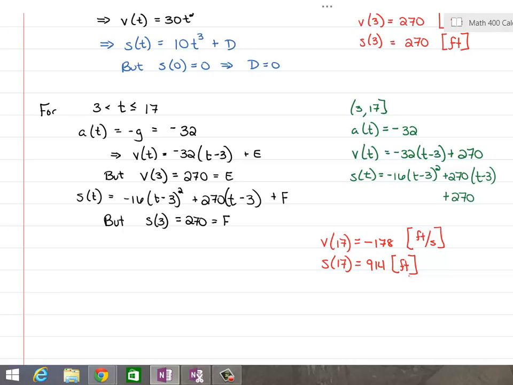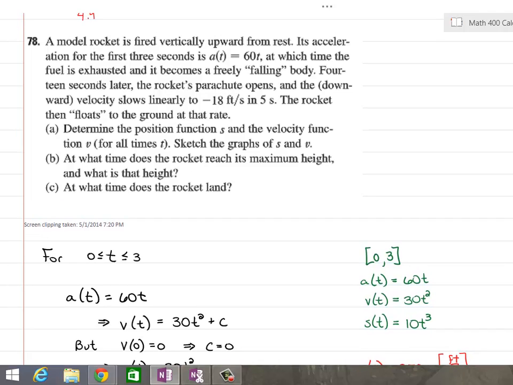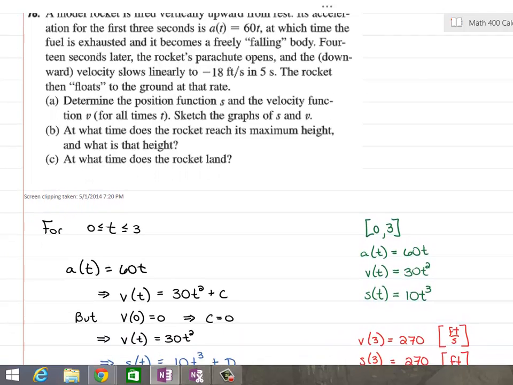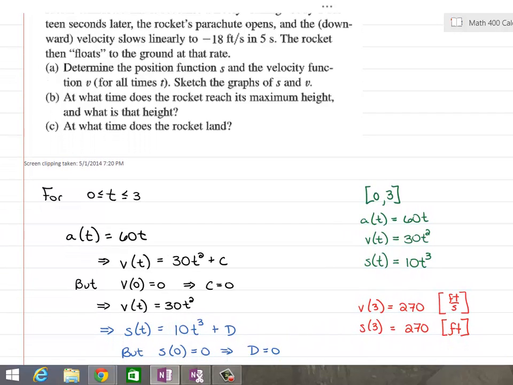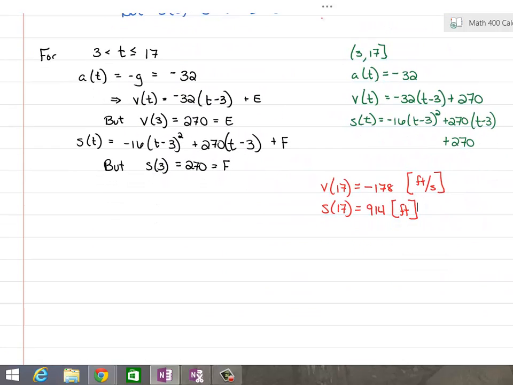Okay. Now, let's go back to the reading here. After that point, 14 seconds later, the rocket's parachute opens and the downward velocity slows linearly to negative 18 feet per second in 5 seconds. So I'm going to have to take care of that. In blue here, at t equals 17, we know the velocity is equal to negative 178. And at t equals 22, 5 seconds later, the velocity is equal to negative 18.